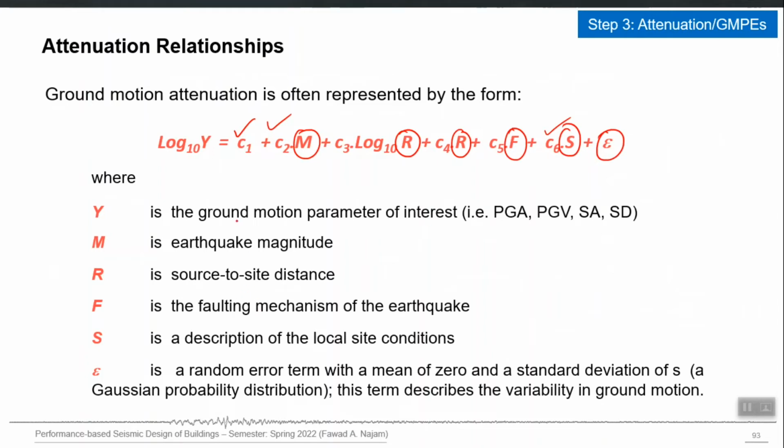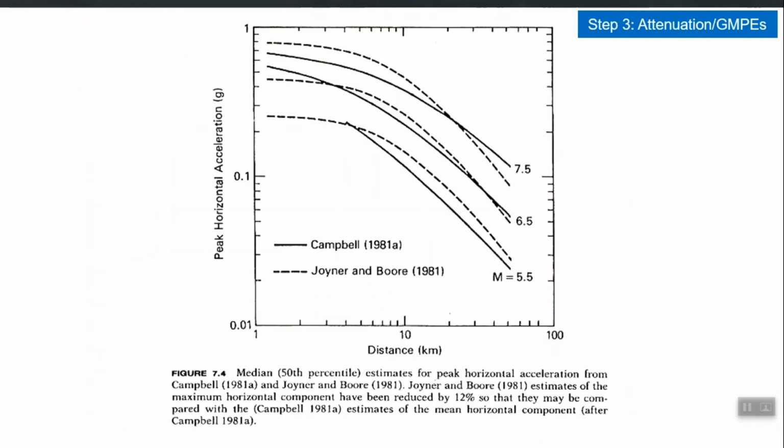The coefficients C1 to C6 in this particular example depend on what the Y value is. If you are predicting PGA, then C1 to C6 are one set of coefficients. If Y is spectral acceleration at 0.1 second, for example, then C1 to C6 are a different set of coefficients. Similarly, F is a faulting mechanism coefficient. Whenever this equation is proposed, detailed tables come with it, telling us what C1 to C6 are for different hazard parameters, what the value of F should be for a strike-slip fault, a thrust fault or a normal fault, and similarly what the value of S should be for site class C, D or E. For different magnitudes, you can plot different lines.